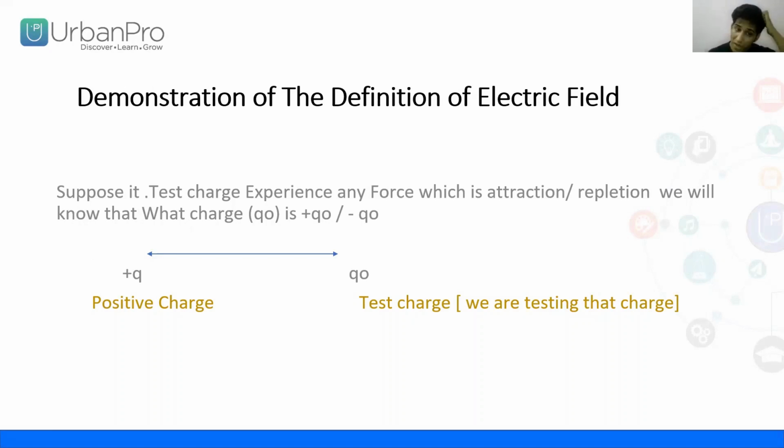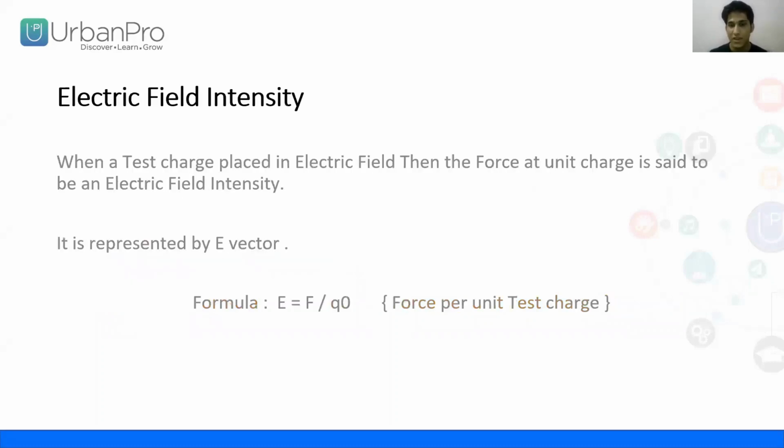Suppose we have a positive charge, and the test charge is placed at some distance. We only know that one charge is positive, but not which charge Q naught contains. So we are testing what charge the test charge contains. Suppose when we place it near the positive charge, it attracts. What does it mean when it attracts? It means Q naught is a negative charge. What happens when it is a positive charge? They will repel. That's how we are testing it.